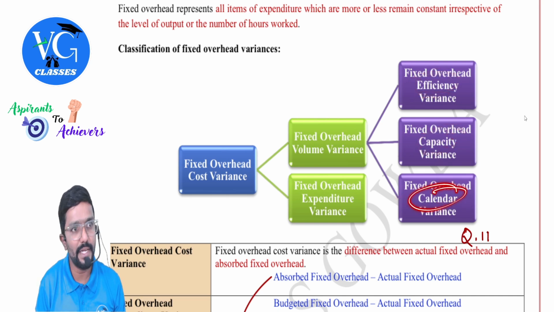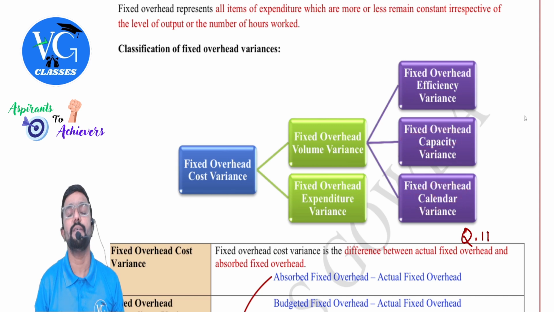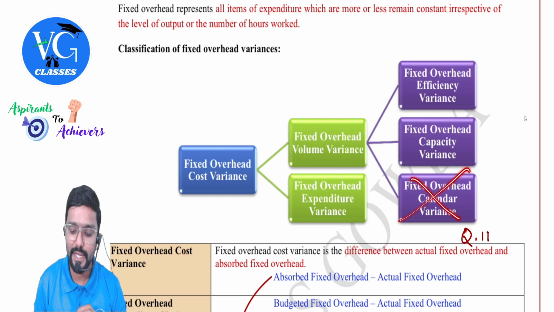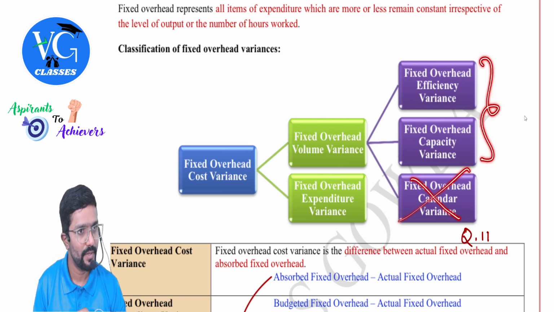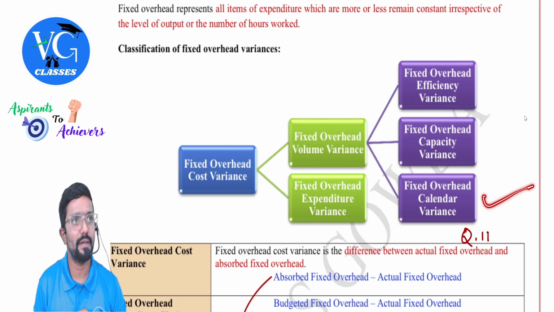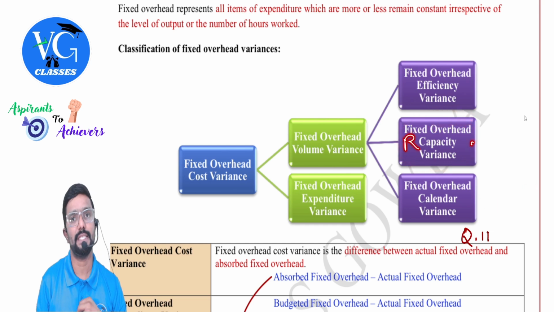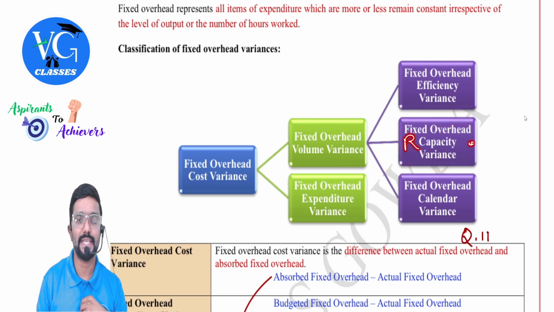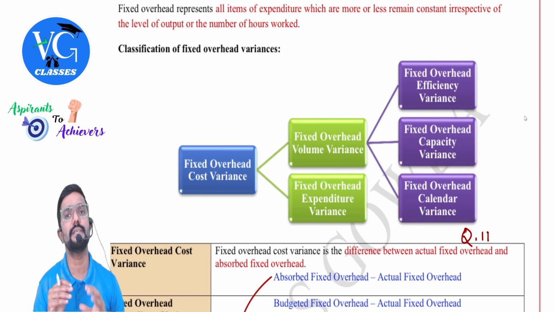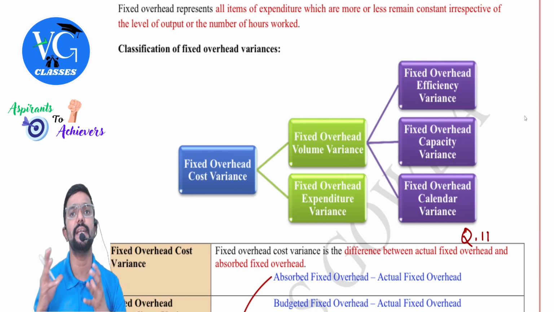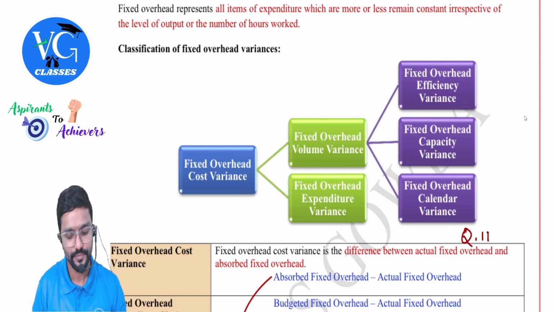When there is calendar, we will calculate the revised capacity variance. If there is no calendar, then we will calculate only two. If there is calendar, then we will calculate capacity also, but that is revised capacity. And when do we calculate calendar variances? Only when they have given the number of days information in the question, like budgeted days and actual days.